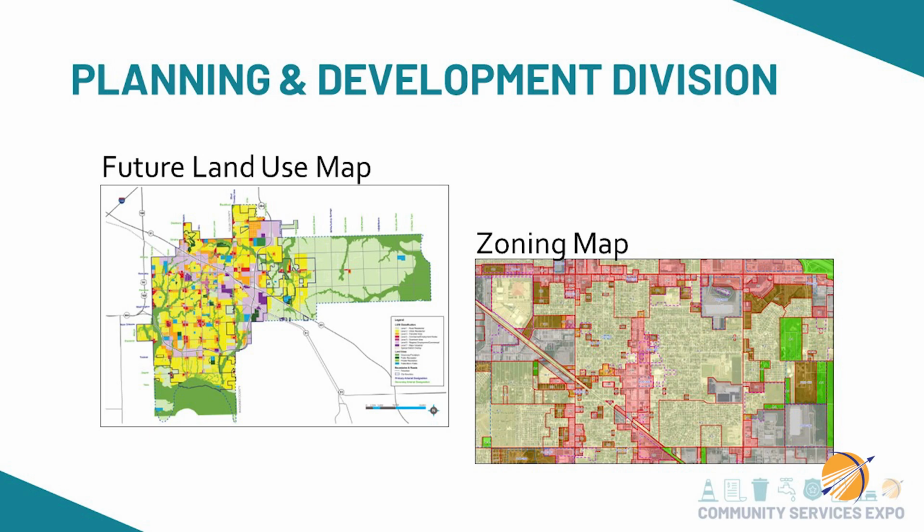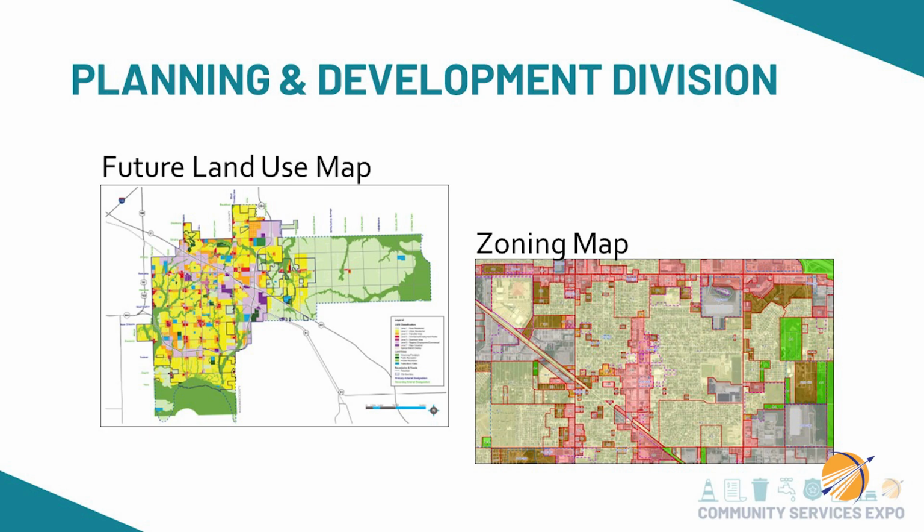We have our future land use map, which is tied to our comprehensive plan. This gives us an overview of how the city is expected to grow over the next 20, 30, 40 years. This is what we reference when people come in wanting to do new developments. We see, does it meet the comprehensive plan? This is a plan that was adopted by City Council. It was recently updated in 2019, so it's fairly new and updated.